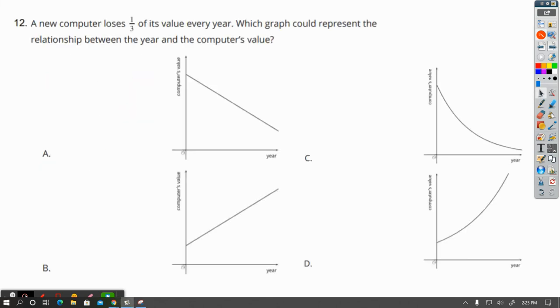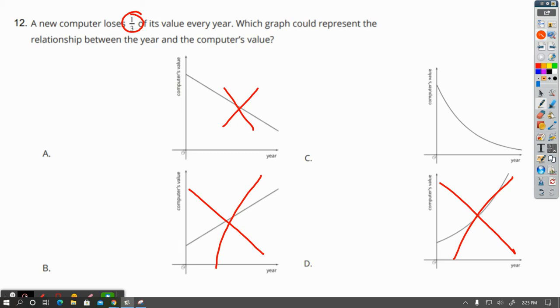All right, number 12 wants you to pick the correct graph. If a computer loses 1/3 of its value every year. So if it's losing value, we can go ahead and mark off the ones that are increasing. It's not going to increase in value over time because it's losing value. And we know that it's losing 1/3 of its value. It's not losing the same amount every time. It's losing 1/3 of what it had the previous year. So we know that it's not going to be linear because those values are not going to be the same. So hopefully you picked option C.